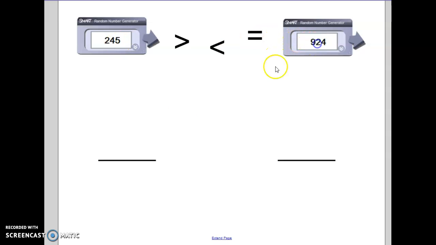All right, our 2 numbers today are 245 and 924. I know that 900 is greater than 200, so I'm going to make sure that the mouth is facing what's greater.